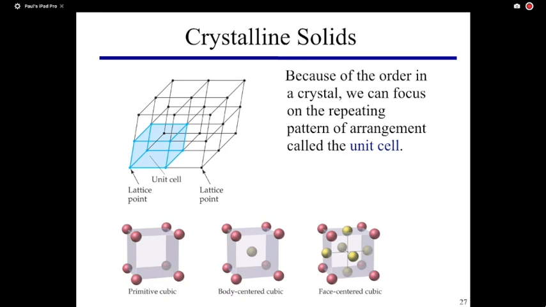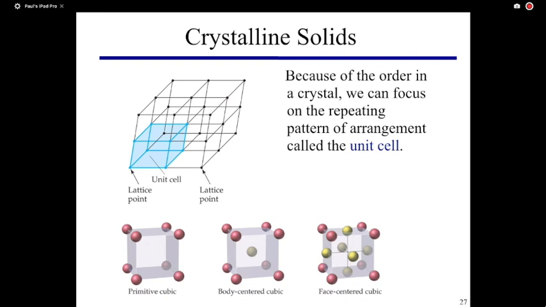And there are three main ways in which packing occurs. These are the simplest ways. There are other ways, but these are the three simplest and what you learn at this level. One is primitive cubic, where there is an atom represented at each one of the corners. There is a body-centered cubic.